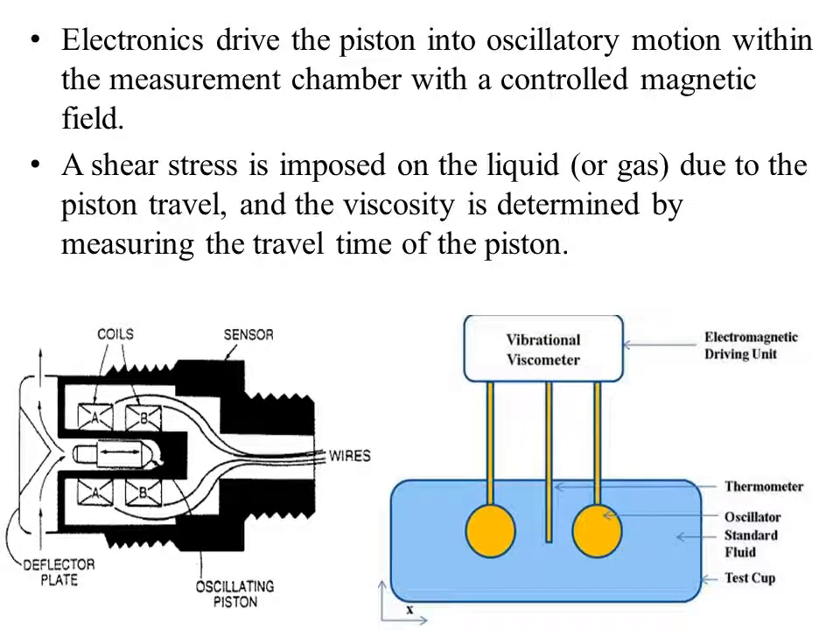So electronics drive the piston into an oscillatory motion. So when you apply the current or the power, then it will be made into oscillatory motion. The piston will move in the measurement chamber with a controlled magnetic field. A shear stress is imposed on the liquid due to the piston travel, and the viscosity is determined by measuring the time travel of the piston. So you can make the piston vibrate, and then you can measure the shearing stress which is imposed on the liquid.